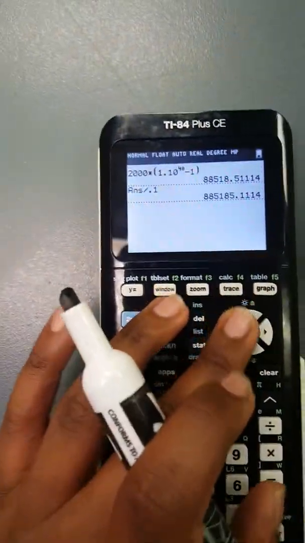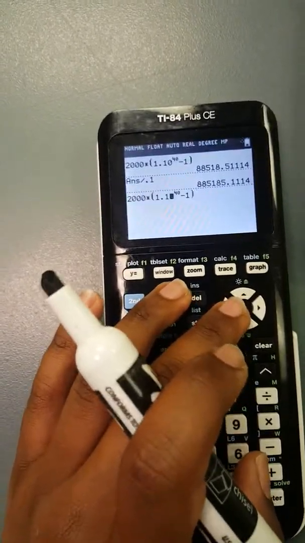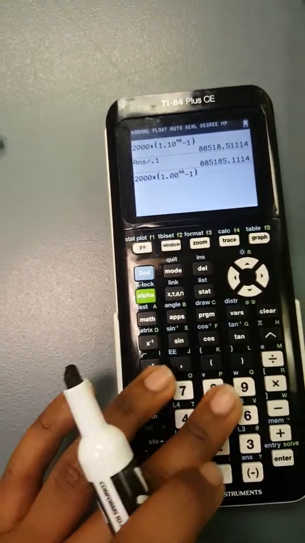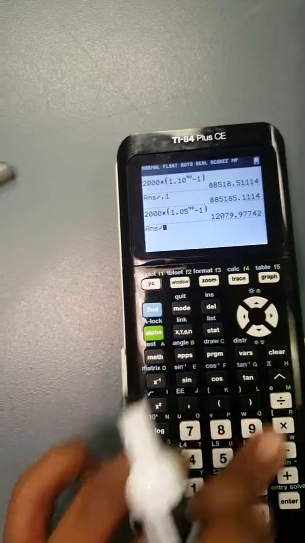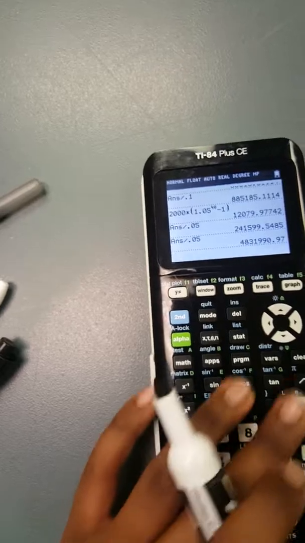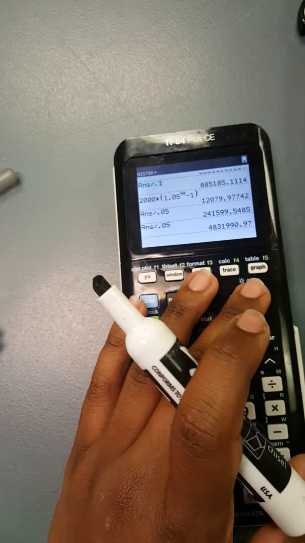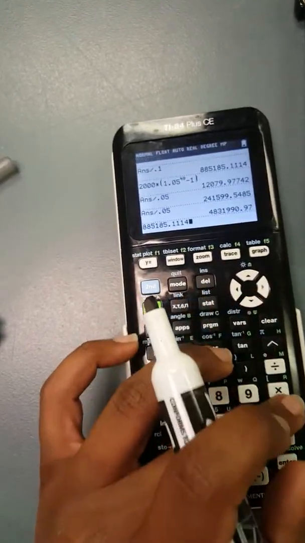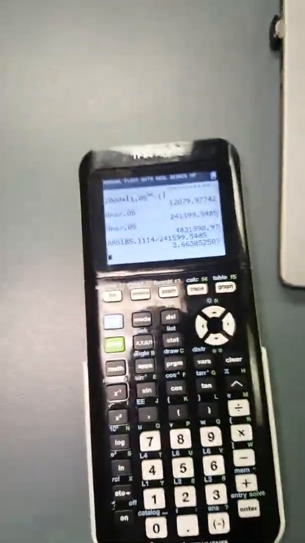Now going back to this, yeah. So like the other answer showed, 241,599. If we divide that by this, you're getting nearly four times the amount that you're getting in the future with a 10% interest rate.